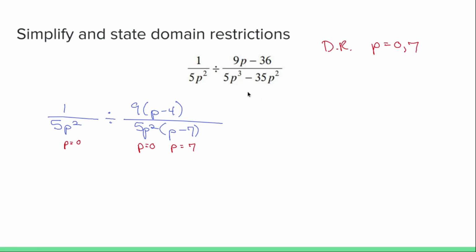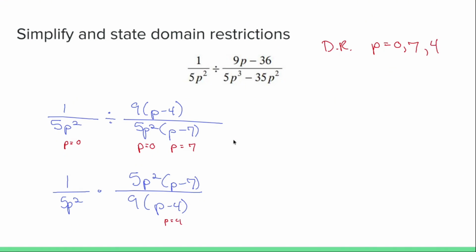But I'm not done with this because now that this is division, I have to flip and multiply. So nothing happens with the first, but by flipping and multiplying, I have now brought that p minus 4 in the denominator, which means I now have a brand new domain restriction. I'm not allowed to use 4. So p equals 4 is now a domain restriction. Okay, and if you're like, well, do we still have to count 7? Yep, because if you plug in 7 into the original problem, it's not going to work.